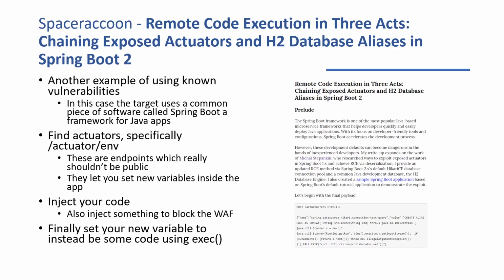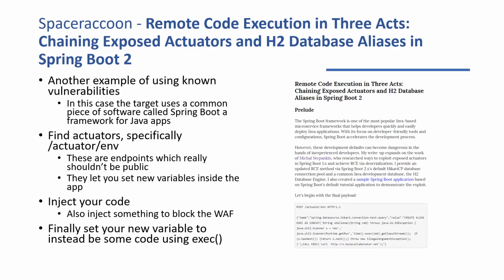So this is by Space Raccoon. And this is another example of a known CVE, but this is not Image Tragick. This is exposed actuators and H2 database aliases in Spring Boot 2, which is a lot of words. And this is an example of known vulnerabilities. So the target uses a common piece of software called Spring Boot, a framework for Java apps.